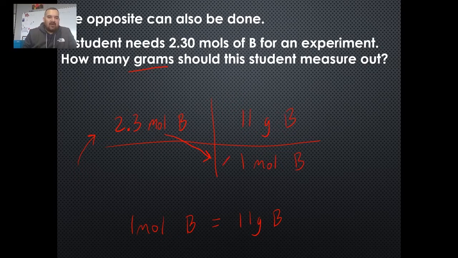We're always going to divide by what's at the bottom, and then we multiply by what's at the top. When we divide by the bottom, we're going to lose our unit, moles of boron. That goes away. And the 1 doesn't affect our number. So we're just going to multiply. It's going to be 2.3 times 11 grams of boron. So everybody plug that into your calculator. You should have got 25.3 grams of boron. So 2.3 moles of boron is equal to 25.3 grams of boron.